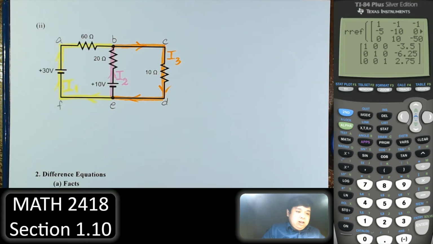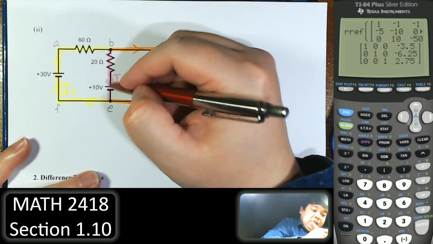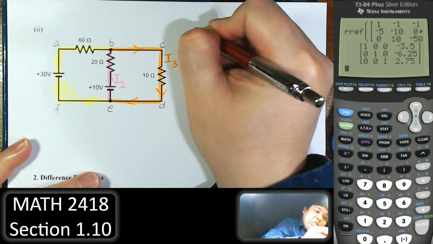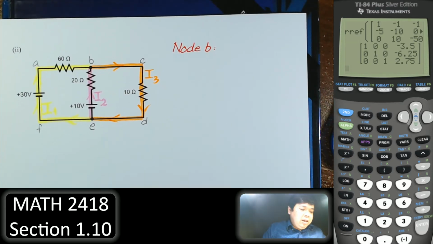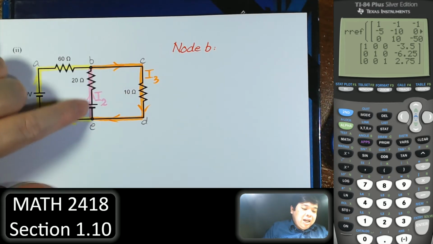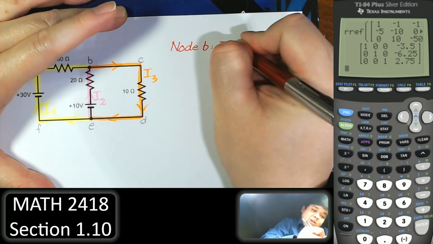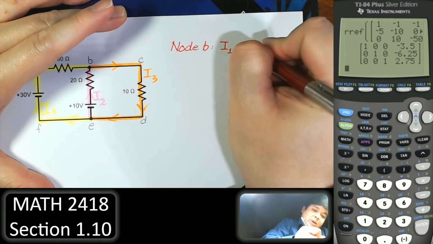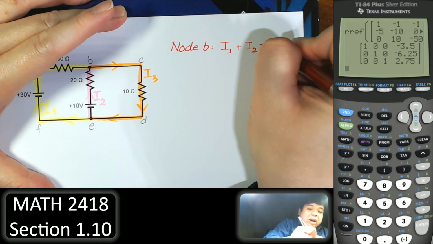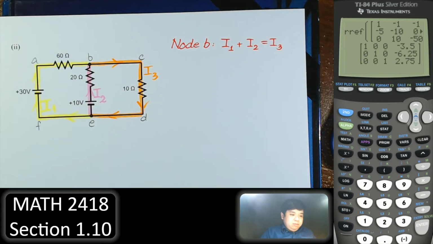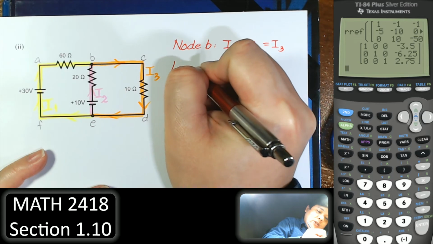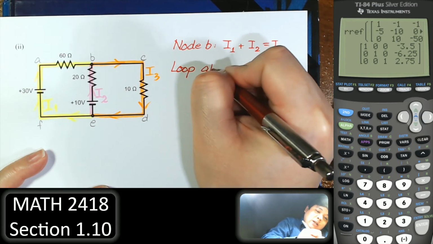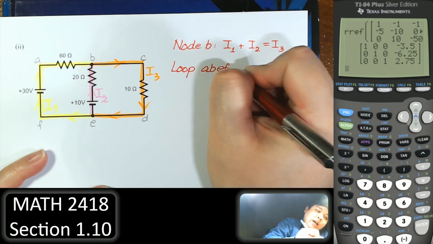Right, so first we look at a knot, either knot E or knot B. Let's look at knot B. What do we have? I1 come in, I2 come in, I3 leaving. So I1 and I2 coming in will be equal to I3 coming out. And then next, look at the loop on the left and then the right. So the loop A, B, E, F, back to A.